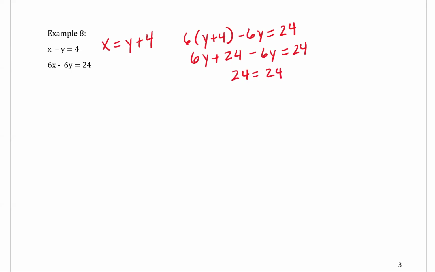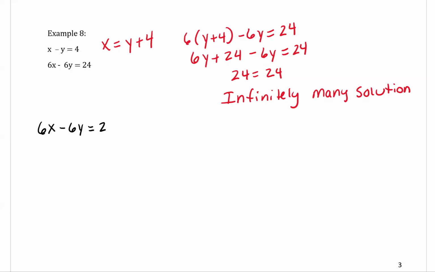So the variable has been eliminated and the result is true. So that means I have infinitely many solutions. And I could subtract 24 from both sides. That would give me the 0 equals 0. You might see that in your homework. I could also justify this. I could also get a little bonus material here, if I looked at the second equation and I simply divided it all by 6, I have x minus y is equal to 4, and I can see that that's the same as the first equation.